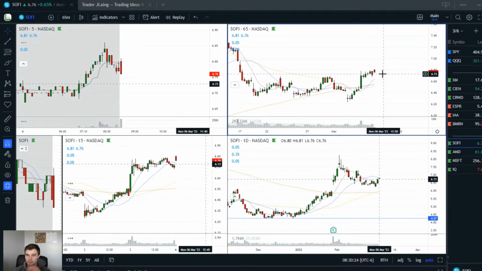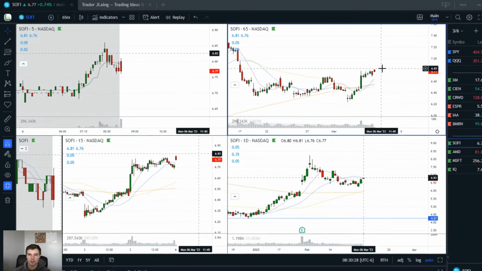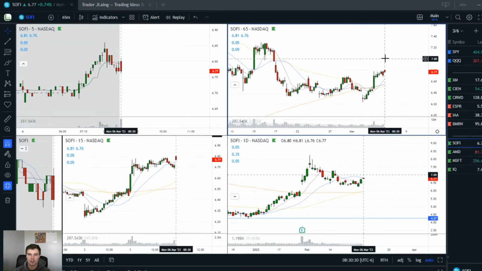Continue with this list. The SoFi, it's gapping. It's like right at this resistance. Over 6.80, I like it. It should have easy room to $7.